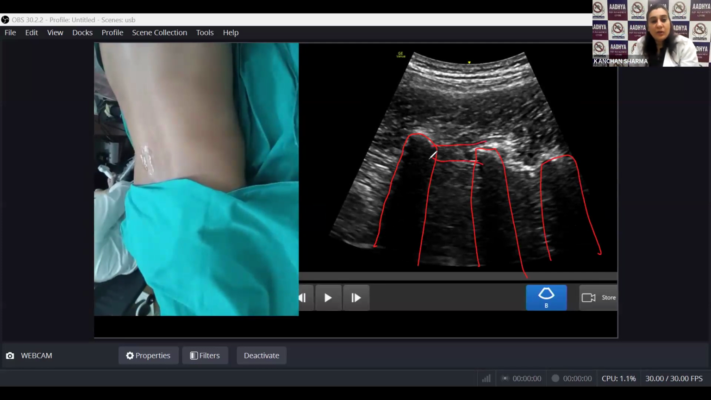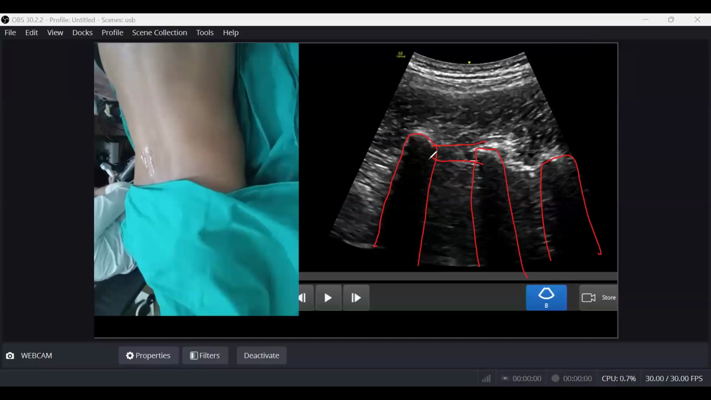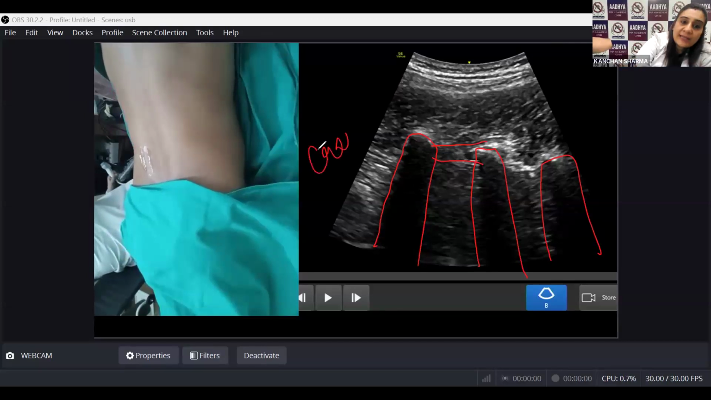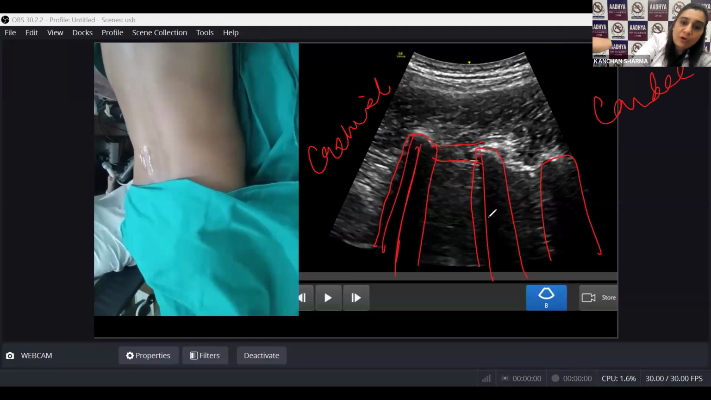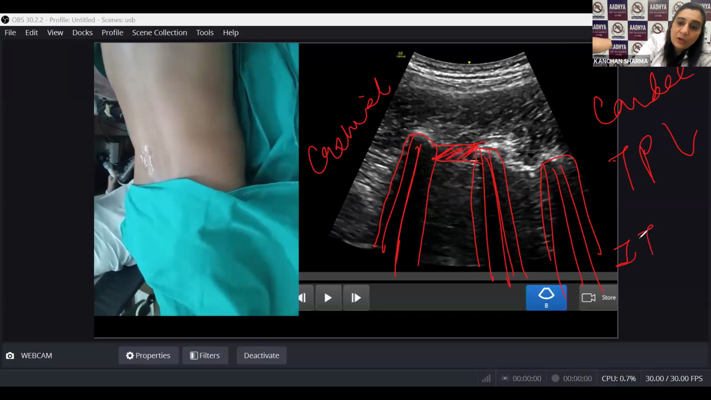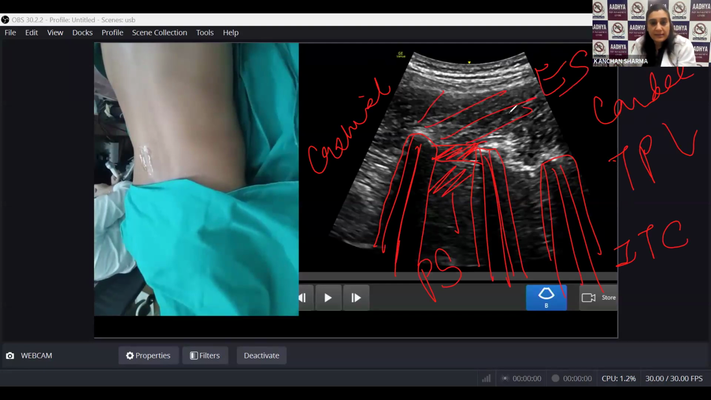So who can tell me what is this process? We have already seen it. Transverse process. Yes. So this is your cranial side. This is your caudal side. You are able to see finger-like projection or the trident sign. So this is transverse process view. Now what you are seeing here, this is the intertransverse complex, and this muscle is going to be your psoas, and the one which you are seeing on the top is your erector spinae muscle. Okay.